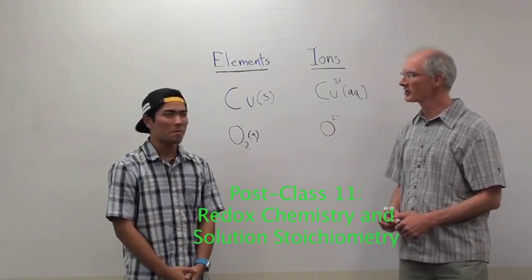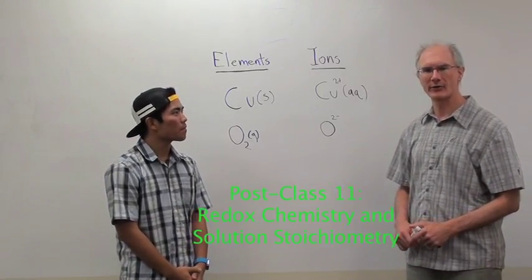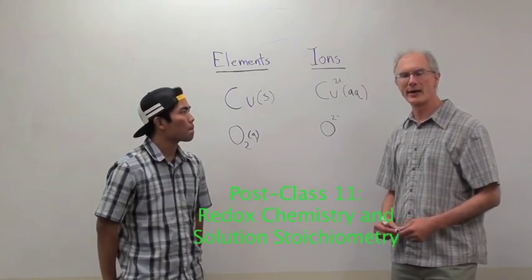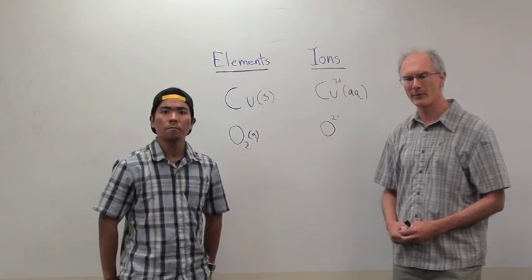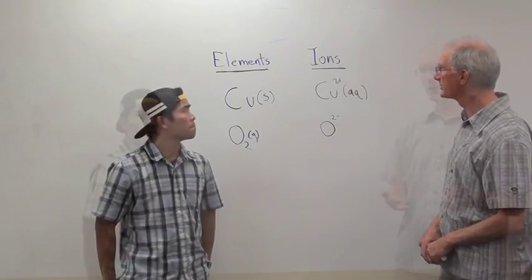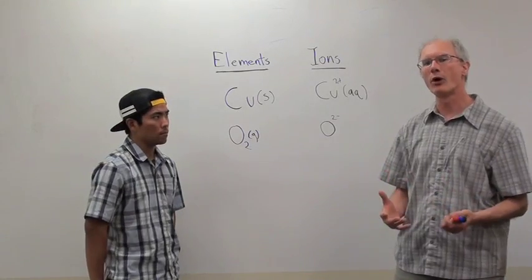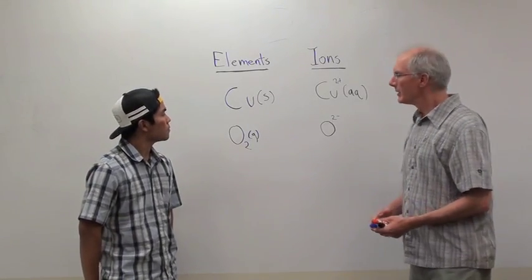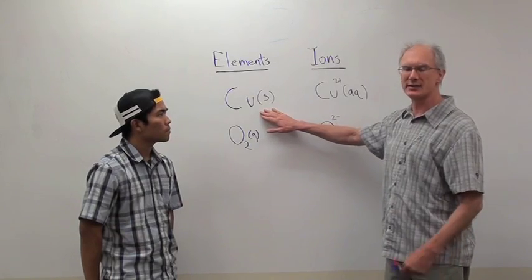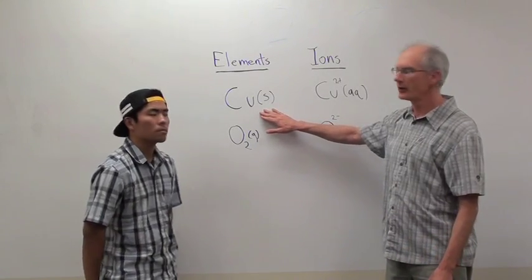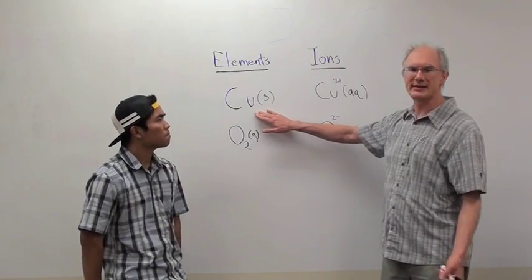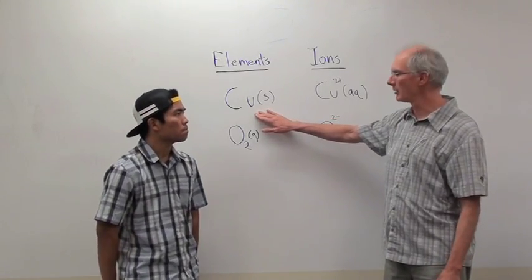Welcome to the post-class recap on redox chemistry and solution stoichiometry. Before we get started with the redox chemistry though, I wanted to remind people about a couple things about elements and ions. There are only a couple forms that elements can be in. When we have it in the elemental form, meaning it's not bonded to anything else, it has no charge. For metals, they're going to be solids. For most things, they're going to be solids.